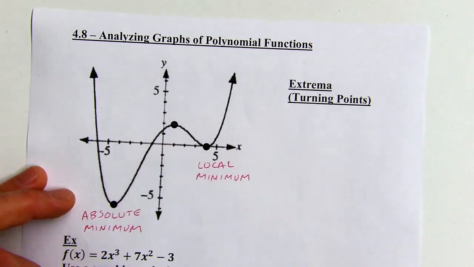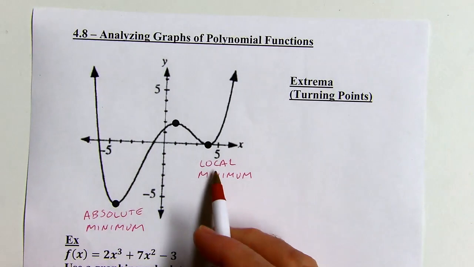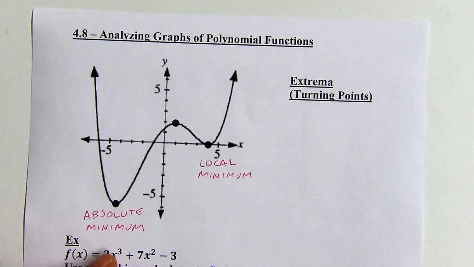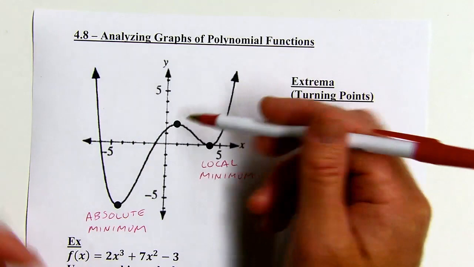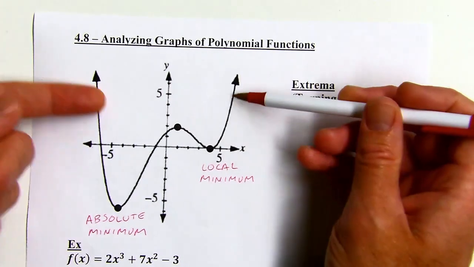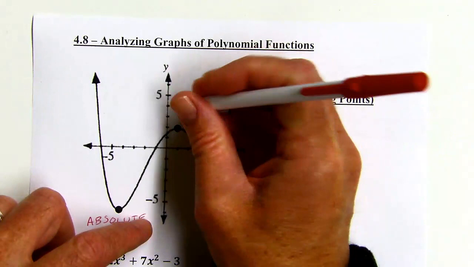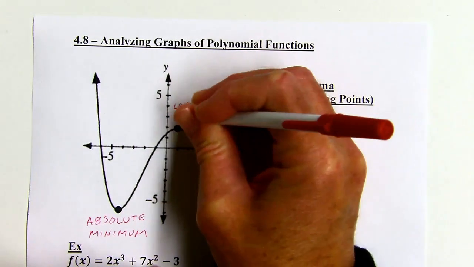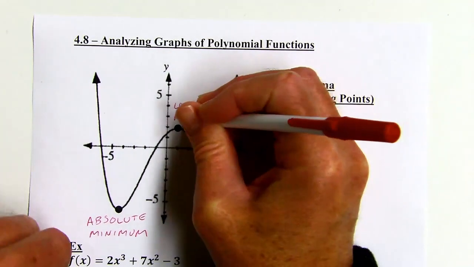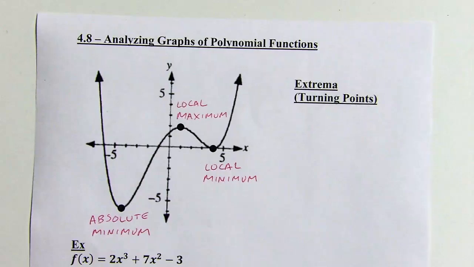Or you could say that it's the minimum of the entire function, right? So you see the difference there. That local one's just in its area, but this is the overall lowest point in the graph, okay? And this is the only maximum that I see on the graph, but there are points that are higher up than that point, right? So this is also just going to be a local maximum. This doesn't have an absolute maximum because it goes up forever. Okay, so those are the extrema or turning points, all right?